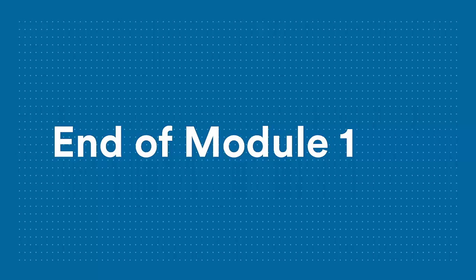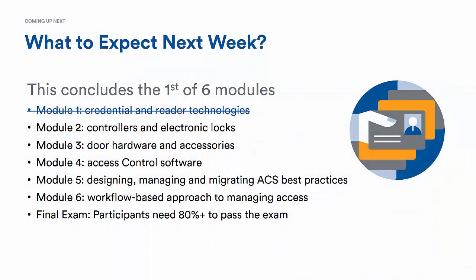We then shifted gears and talked about emerging threats to an access control system and discovered that it's not enough to just have secure credentials, it's about securing the entire architecture. And finally, we ended off with card migration best practices. So what to expect for the next several weeks. This concludes Module 1 of 6. Next week, we'll be talking about controllers and electronic locks in greater detail.